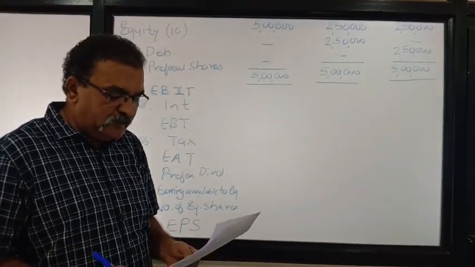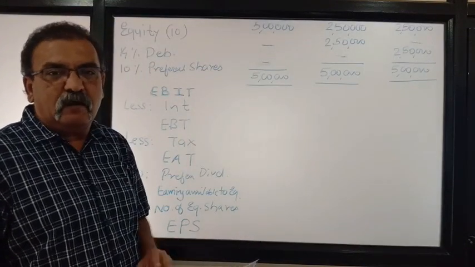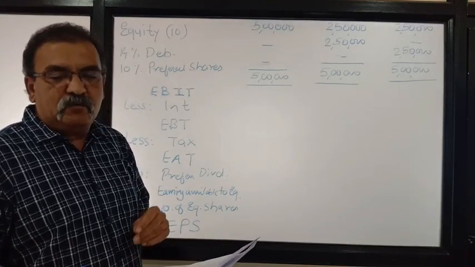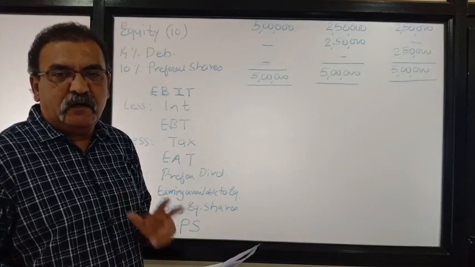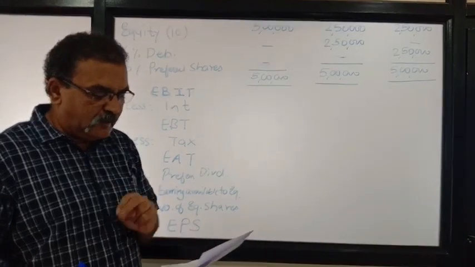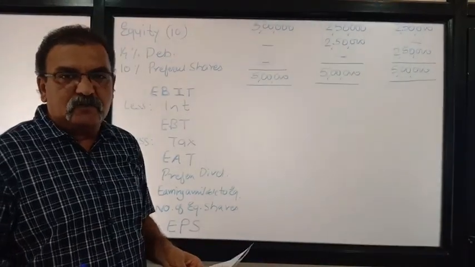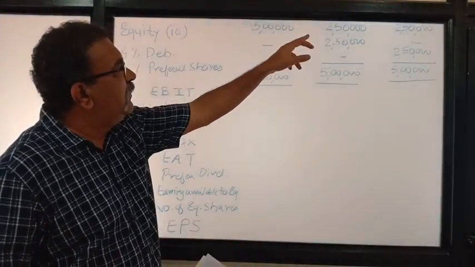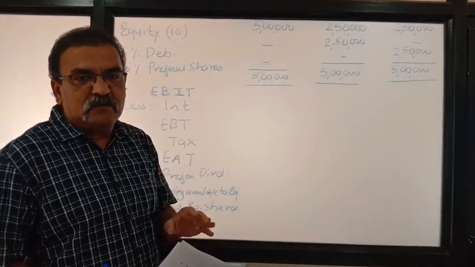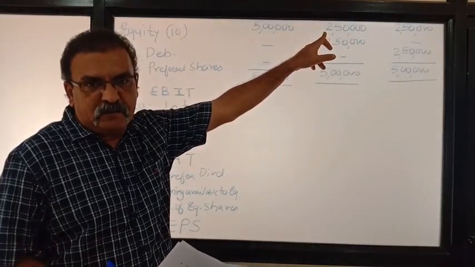So under the first option, the entire 5 lakhs will be raised by way of 50,000 equity shares of rupees 10 each. Option number 2 is the issue of 25,000 equity shares of rupees 10 each and the remaining amount by way of 2,500 debentures of rupees 100 each. So in option 2 two capital sources are used. One is 25,000 equity shares of rupees 10 each. So under option 2 equity capital will be rupees 2,50,000.